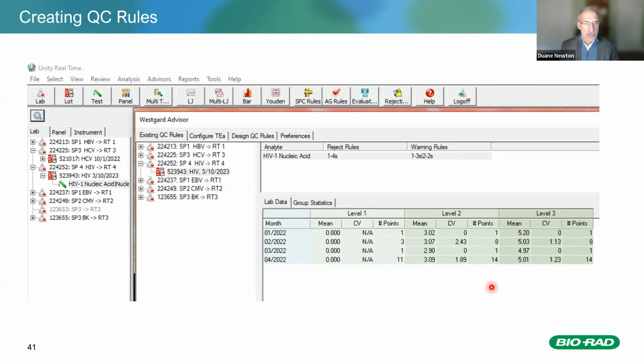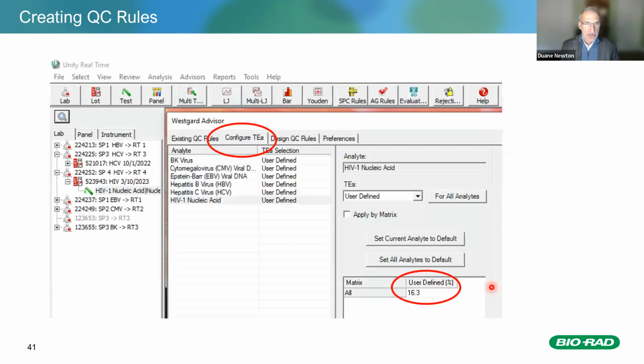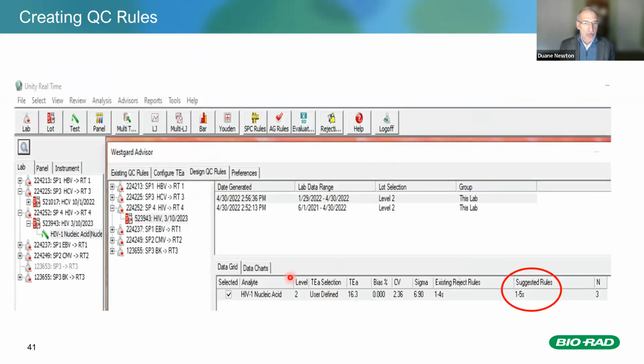Once you have that information, you can select Configure TEA and tell the program that you're putting in your user-defined TEA as a percent, and it's calculated again based on that 0.5 divided by the mean times 100. And so the program will go through and make calculations and tell you, based on the TEA, what your sigma value is and what your existing rejection rule is. It says based on the amount of variability that you're seeing, we suggest using a 1,5S rule, so a less stringent rule than the laboratory was using.